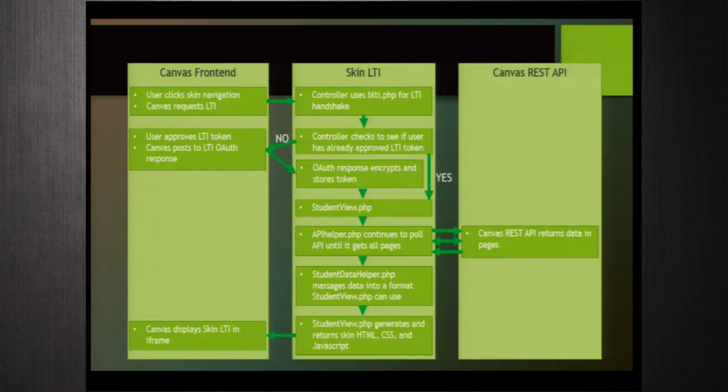Then my controller checks to see if the user who's making the request has already been in my system. If they have not, the controller kicks back to the Canvas front end and says, who is this? Does this person really want to give me their token? Canvas shows the user a button that says, add this app. They click it, and that sends a response back to my OAuth response file. My response file says, okay, this is a legit request, and asks for the token. I take the token and store it in the database.